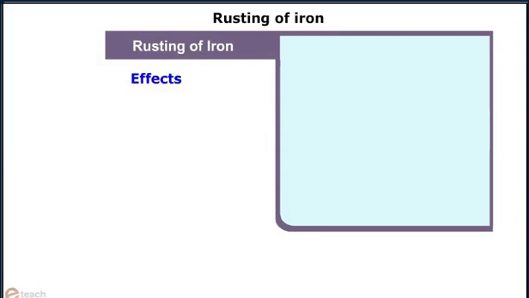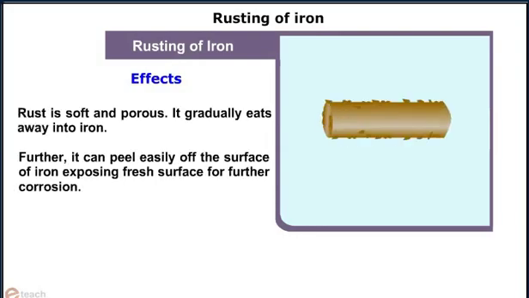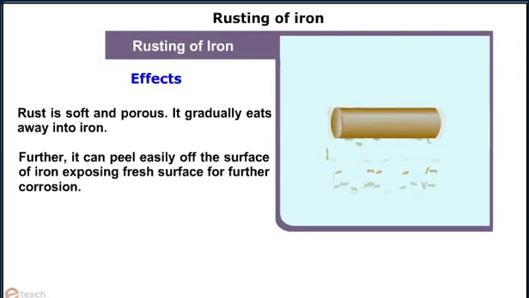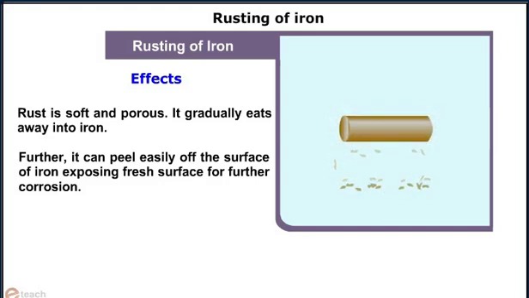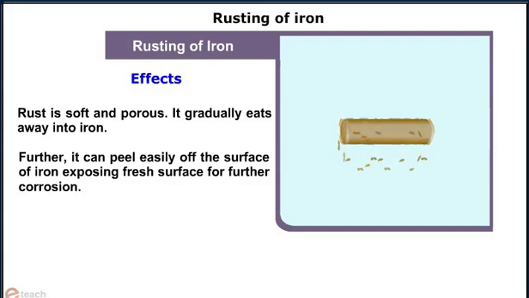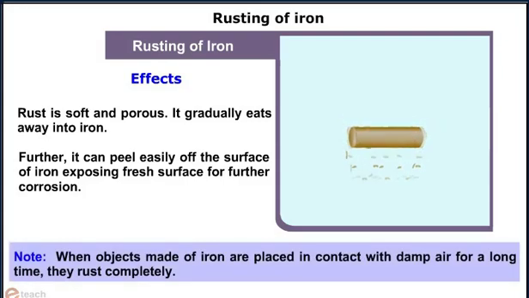Effects. Rust is soft and porous. It gradually eats away into iron. Further, it can peel easily off the surface of iron, exposing fresh surface for further corrosion. Note that when objects made of iron are placed in contact with damp air for a long time, they rust completely.